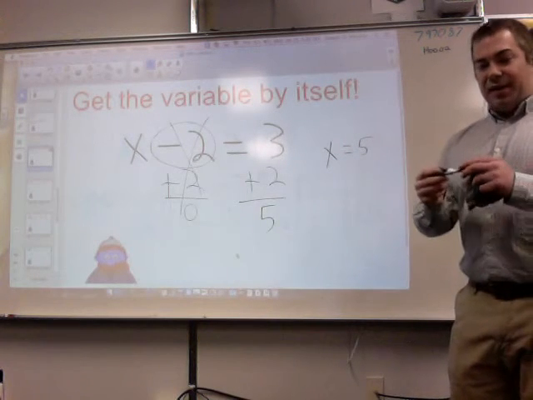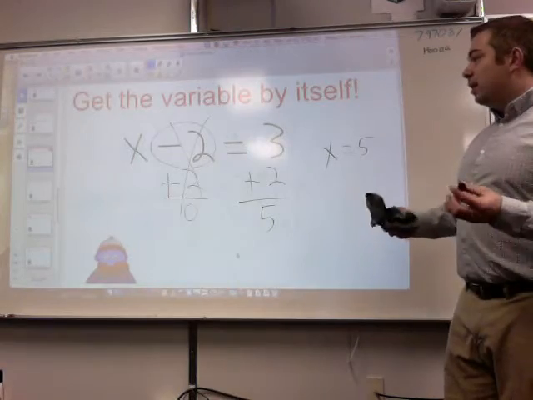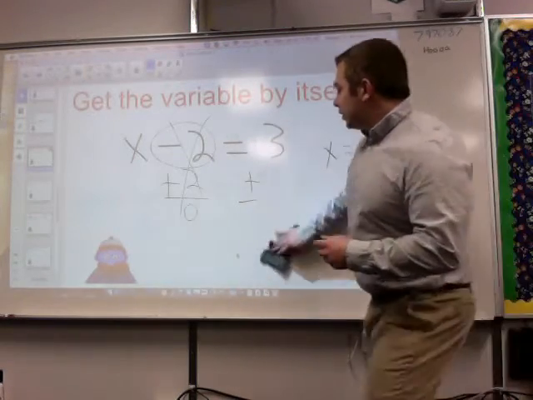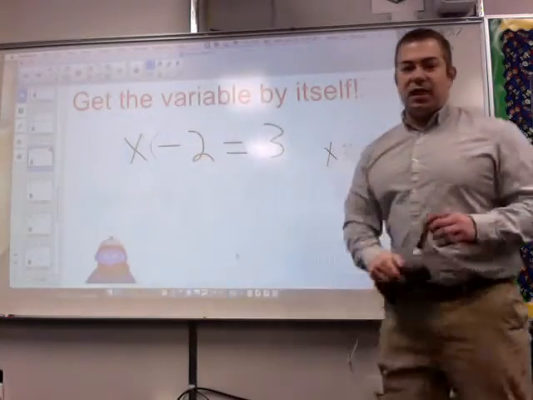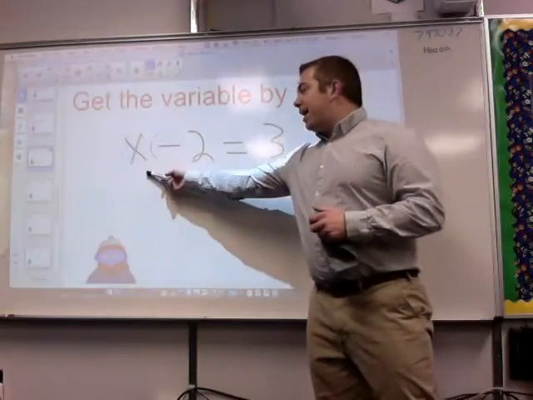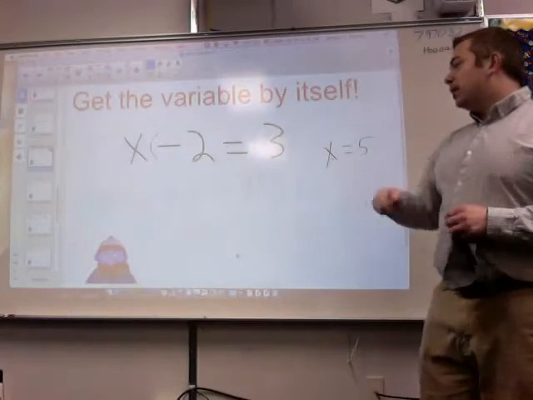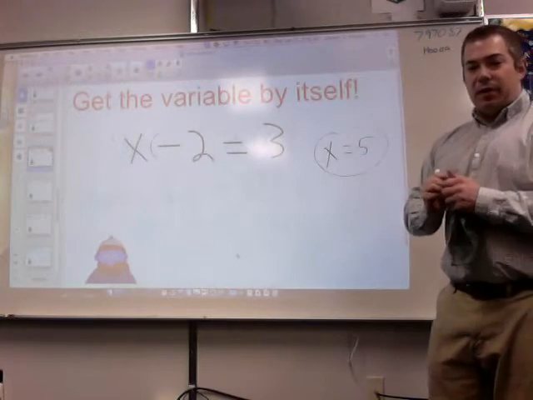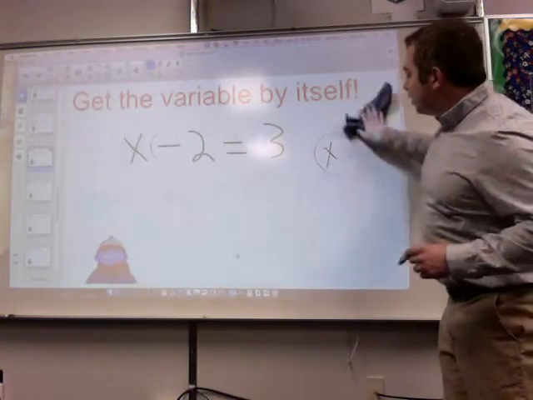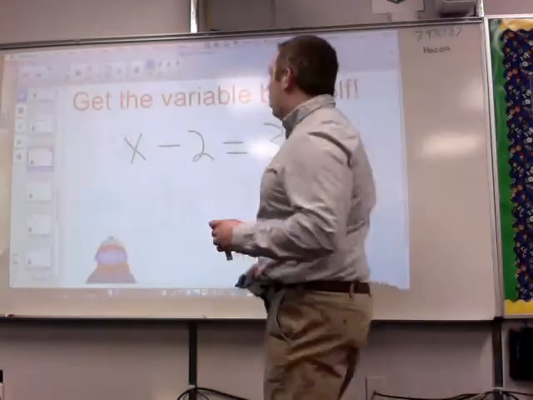Now one thing that we're not changing from this lesson is checking. So since I said x equals 5, let's plug it in and see if we're right. 5 minus 2 does equal 3. So I know that my x equals 5. Okay? Key thing again is checking your work and getting the variable all by itself.